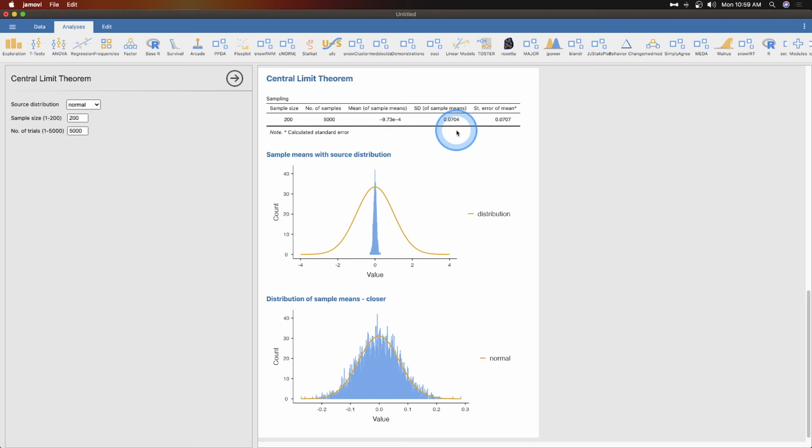So this is 0.001, basically negative 0.001. The standard deviation of all of the means, and then the standard error. And this is what it looks like at a closer level. Okay, and so that's the central limit theorem. You can explain to your students how that works.